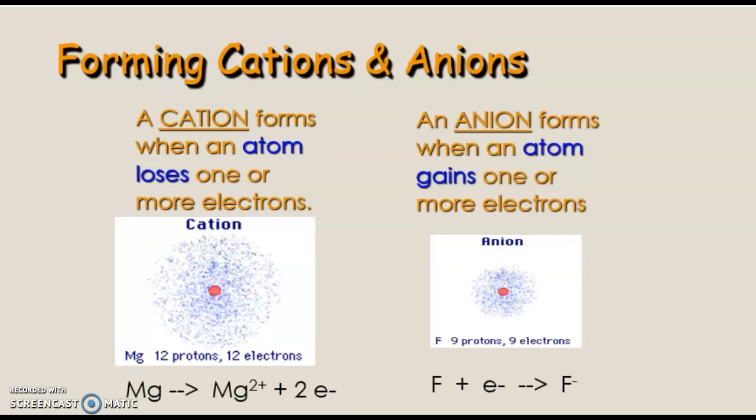Okay, so a cation forms when an atom loses one or more electrons. So this is magnesium. It has 12 protons and 12 electrons, and I can tell you that it is in group 2. So it is going to lose 2 electrons, becoming a +2 charge. All right, an anion forms when an atom gains one or more electrons, like this fluorine. Fluorine is in group 17 or 7. It needs 1 electron to be complete, so it now has a -1 charge.